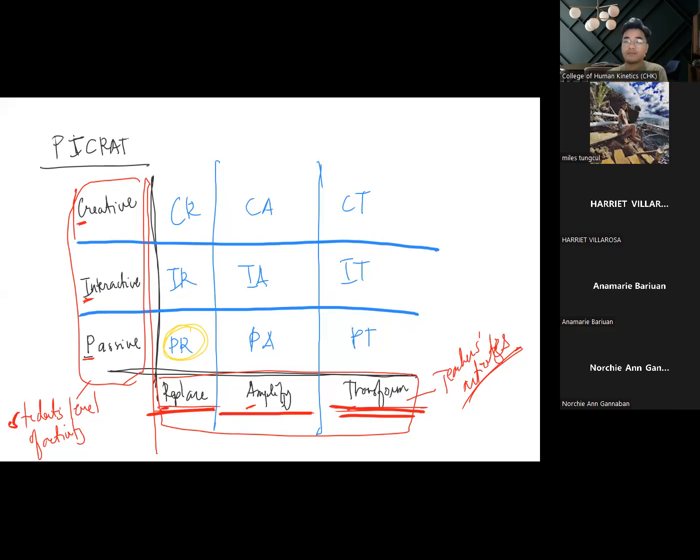Replace. Replace, sir. Bakit replace, Melissa? Instead na isulat sa paper, sa Microsoft Word na lang po. Word. O, tama. Ang tawag doon ay creative replace.